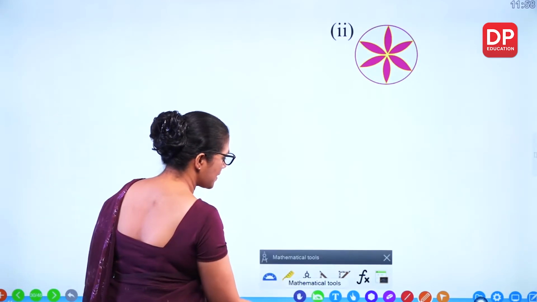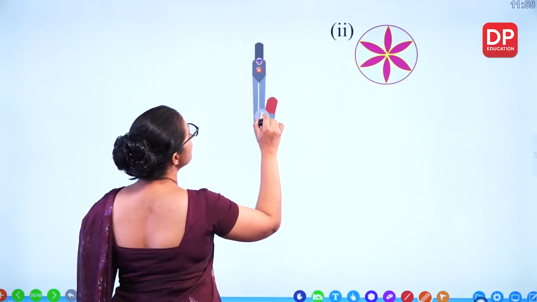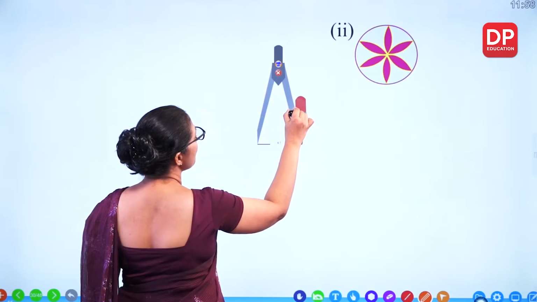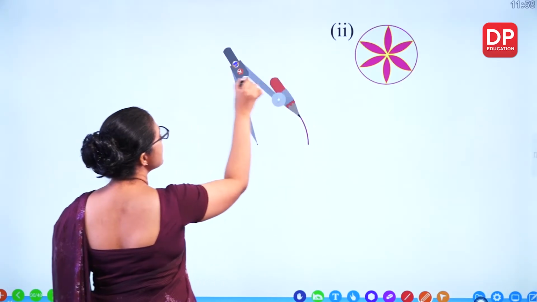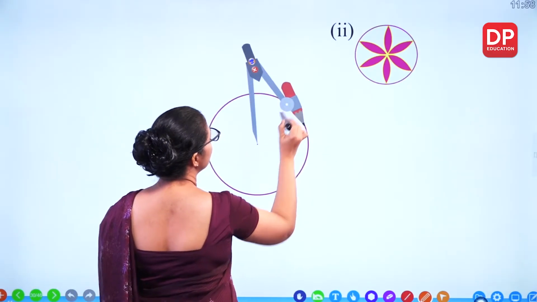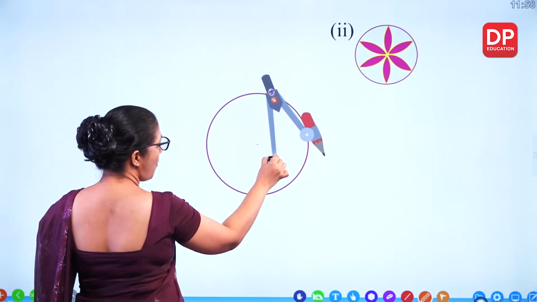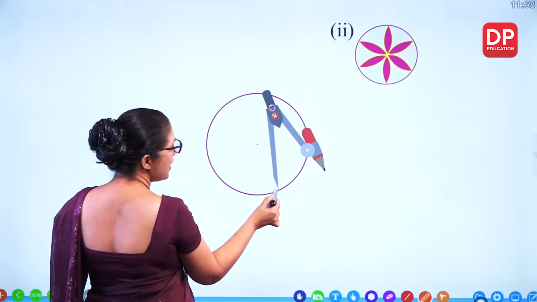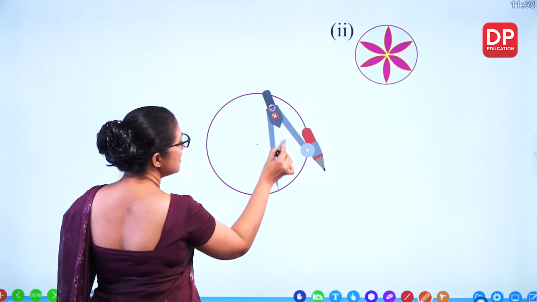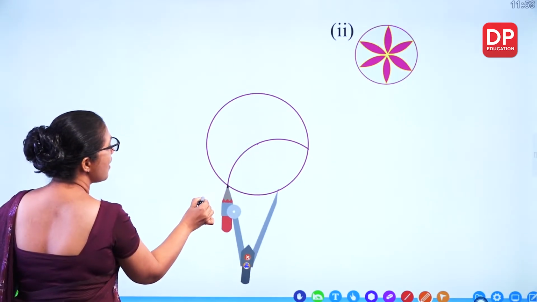Now how do we draw this one? So you need the compass. You can take any length and first draw the circle. You can take any length that you like and draw a circle. Then you can take any point. Now take the compass. Same radius, you can't change it. So you can keep it on top of the circle and draw arcs like this. One arc here.